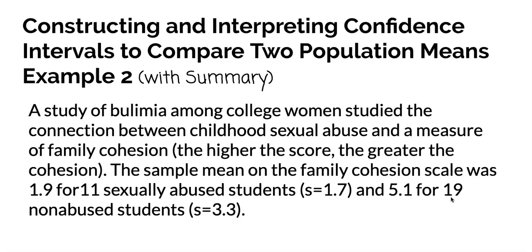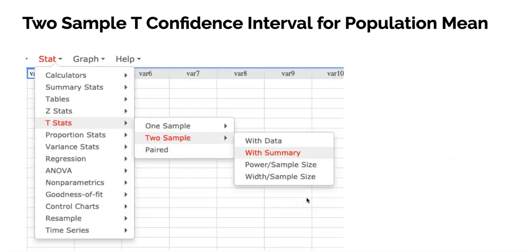But we got summary. The mean for sample 1 is 1.9. Sample size is 11. And standard deviation for that sample is 1.7. And these three numbers are for sample 2. So let's use this summary. But I just wanted to mention that little s means sample standard deviation. Okay? All right, so this time we're going to say that we have summary.